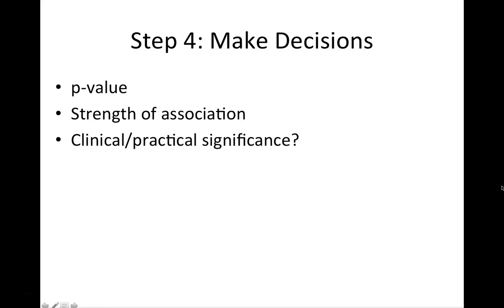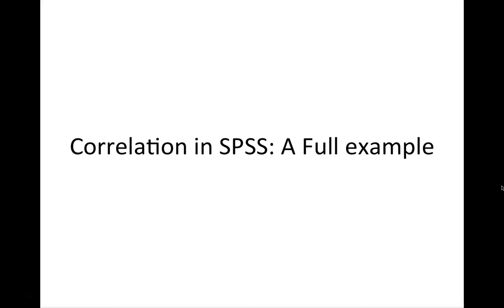And then we make our decisions. We look at the p-value, we look at the strength and the direction of the association, and we evaluate clinical and practical significance. So let's run through a full example, and I'll show you some scatter plots in here as well. And so hopefully a lot of these ideas will come together.